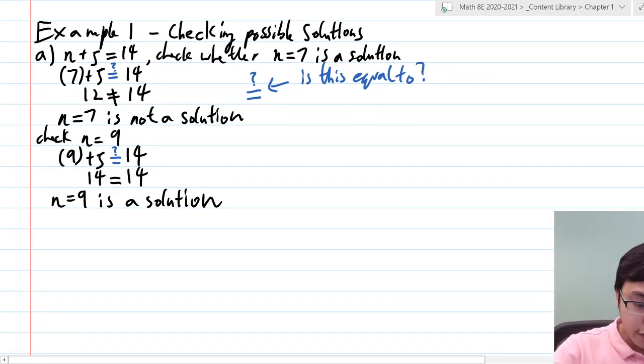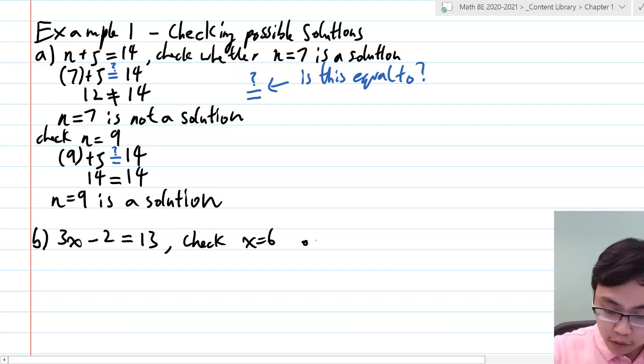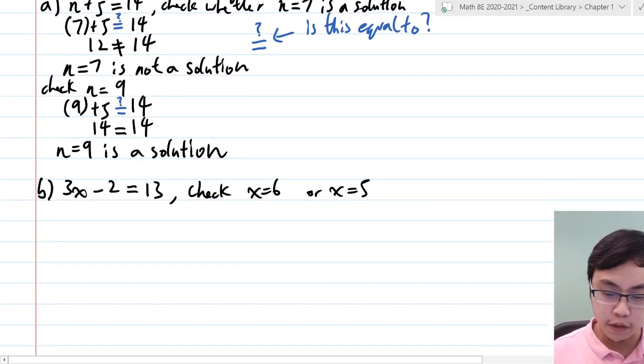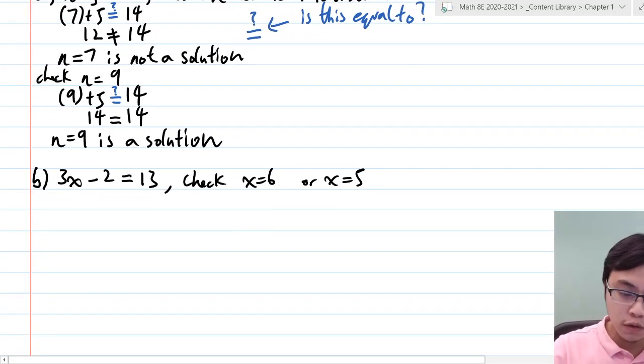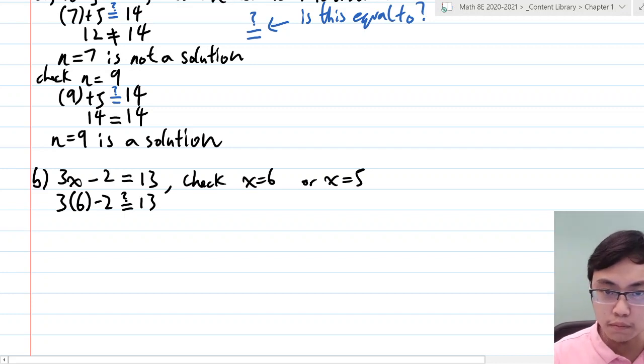Now, I have another example, B. This time we have 3x minus 2 is equal to 13, and I want you to check whether x equals 6 or x equals 5. First, we're going to do 6. We're going to do 3 bracket 6 minus 2. I don't know whether it is 13 or not, so I'm going to put a question mark on top of that.